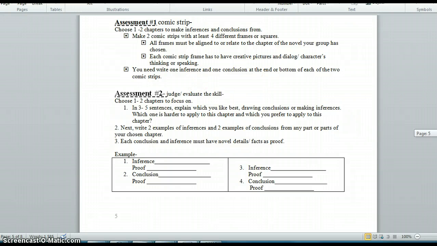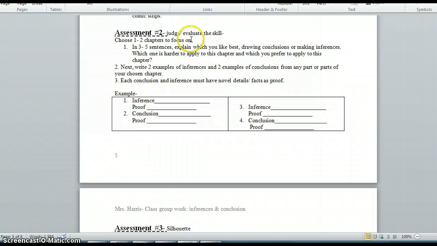Okay, next one. Evaluate or judge your skill. Chapters 1 to 2. Choose 1 or 2 chapters to focus on. Again, if you need to choose more chapters, that's fine. Let me know what chapters you are choosing, though. In 3 to 5 sentences, explain which you like best, drawing conclusions or making inferences, which one is harder to apply, which one is a little bit easier for you, which do you prefer to apply to this chapter.